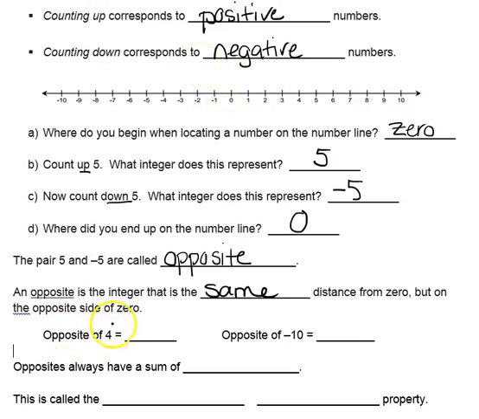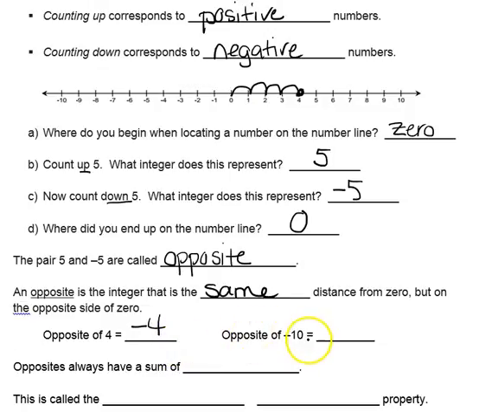The opposite of 4. So we're going to start on 0, count up 4, 1, 2, 3, 4. So here's 4. And remember, the opposite is the same distance from 0, but in the other direction. So because we went right, we're going to go left 4, 1, 2, 3, 4, same distance from 0. So the opposite of 4 would be negative 4.